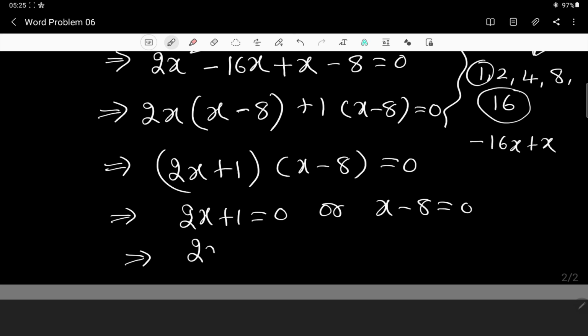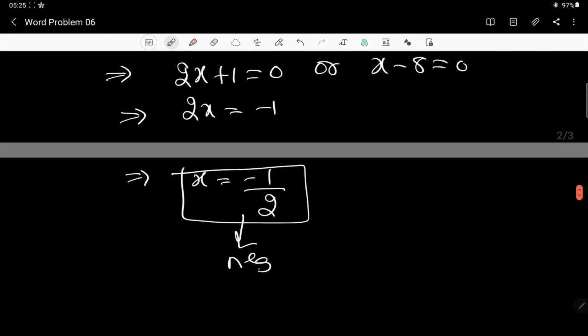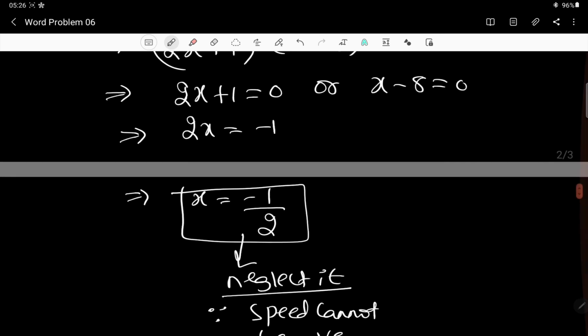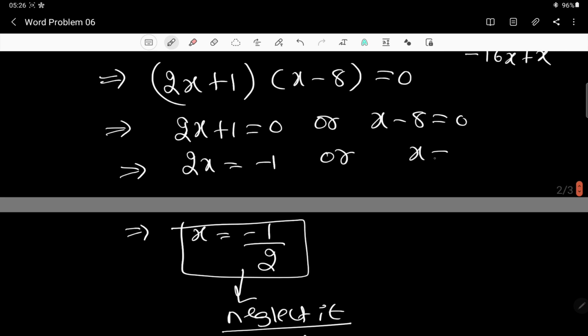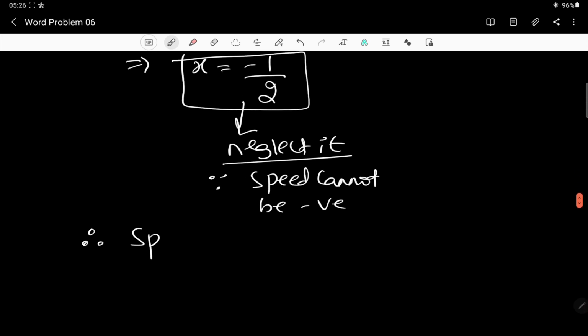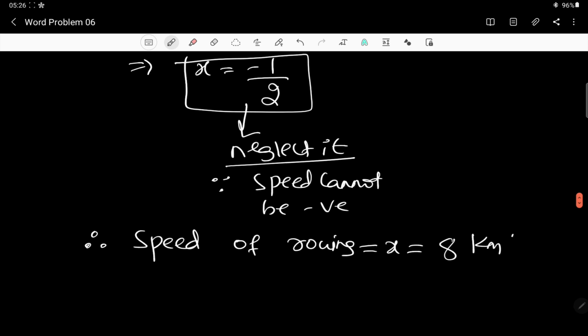All right, so here I will get 2x is equal to minus 1 and x is equal to minus 1 by 2. Definitely I am going to neglect it. Why am I going to neglect it? Because speed cannot be negative, no? Speed cannot be negative, and the speed of the current itself is 2 km per hour. So if this is half, going upstream is very difficult. Here I have x is equal to 8, so I'm going to consider this one. Therefore the speed of rowing is equal to x, and the value is 8 km per hour.